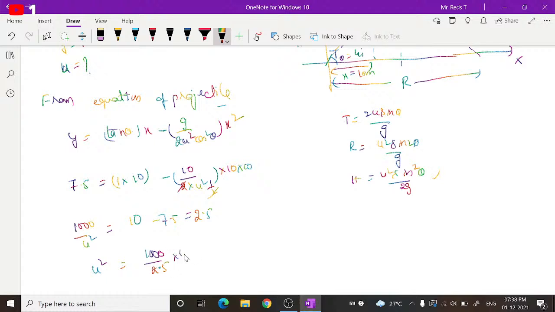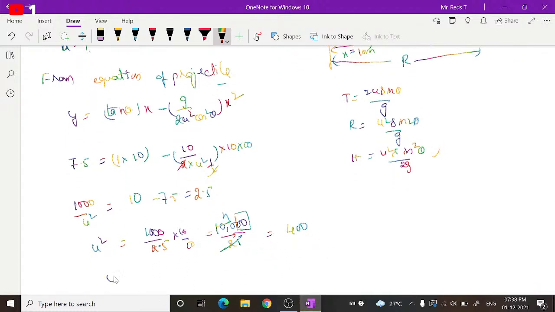How can you simplify this now? It is 10,000 by 25. 25, how many times does it go into 100? Four times. So you can write 10,000 as 100 into 100, so the answer is 400. 400 is u square. So from this, simply you can say that u is equal to 20 meter per second.